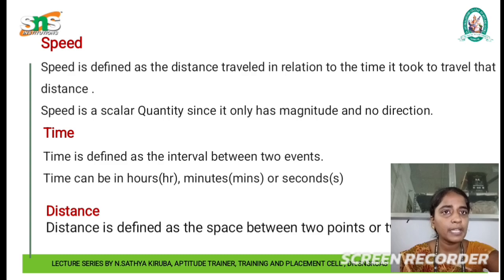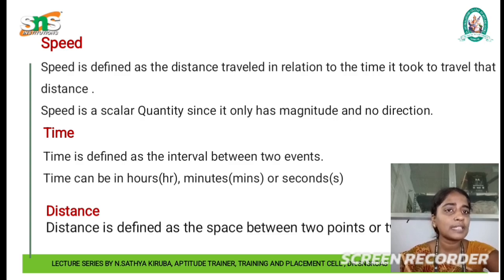Now, what is speed? Speed is the distance traveled relative to the time it took to travel that distance. Speed is given with respect to time and distance: how much distance you are covering within a time frame. Speed is a scalar quantity since it has only magnitude. So, have that in your mind.